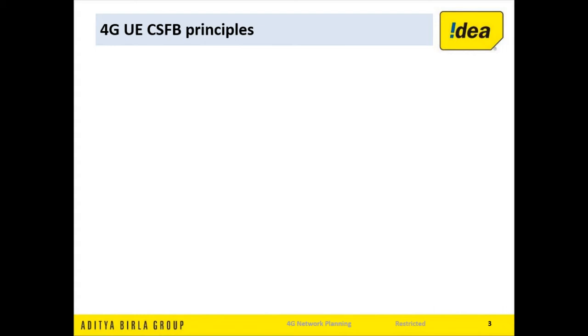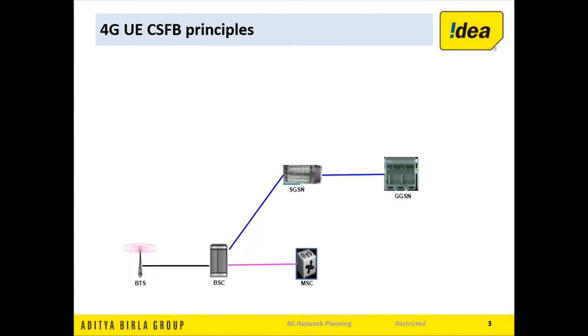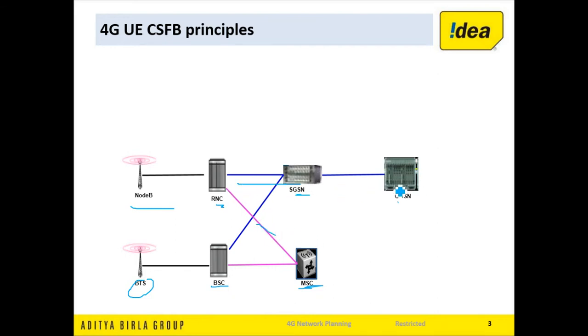Now, before we go on to the actual analysis, let's look at some of the principles of CS fallback and cell reselection in a 4G network. A typical 2G network consists of a BTS and BSC, which will have a CS connection with the MSC, and then a PS connection with SGSN and GGSN. When a 3G network became available, the BTS was called Node B, with an RNC as the controller for the Node Bs, which again connects to the MSC and to the SGSN and GGSN.